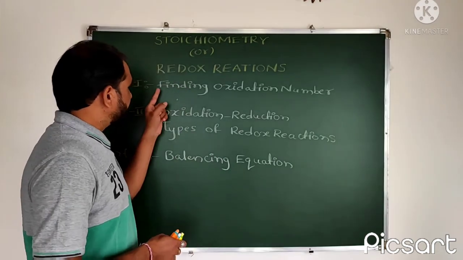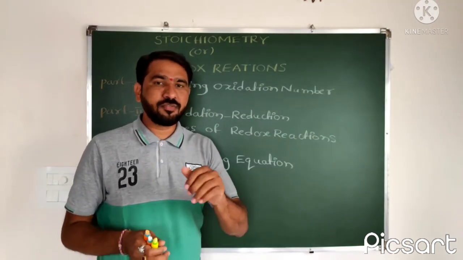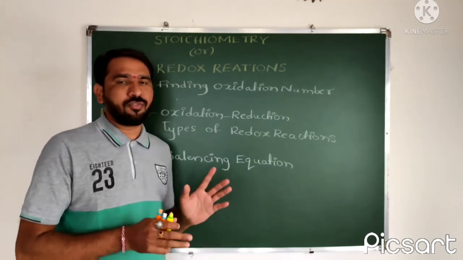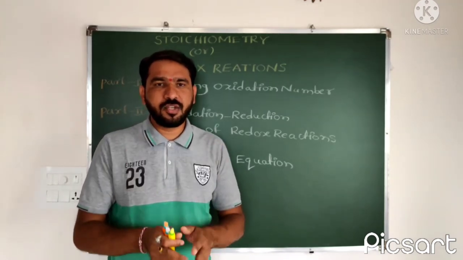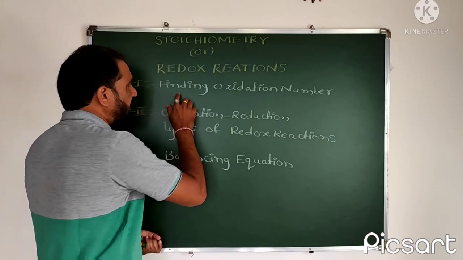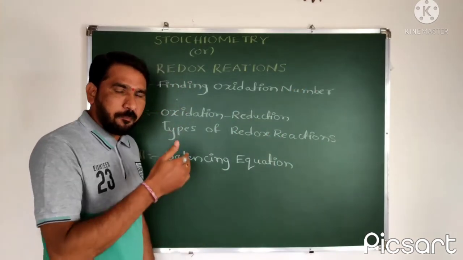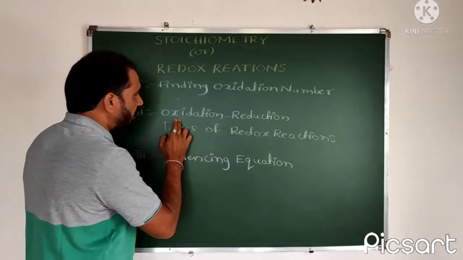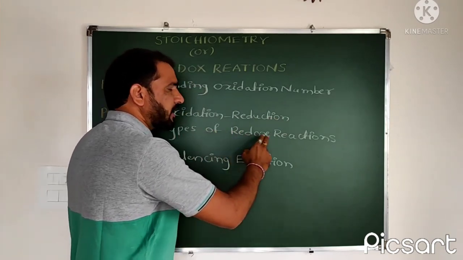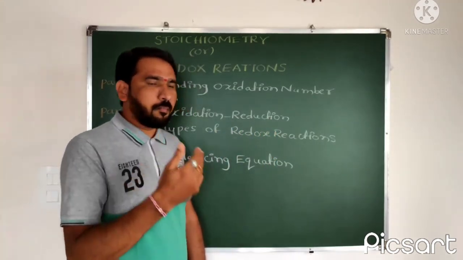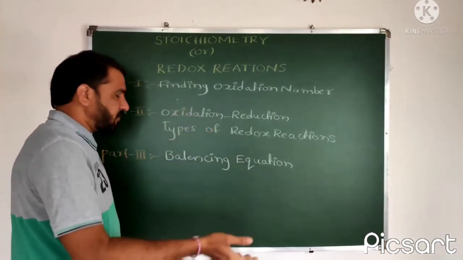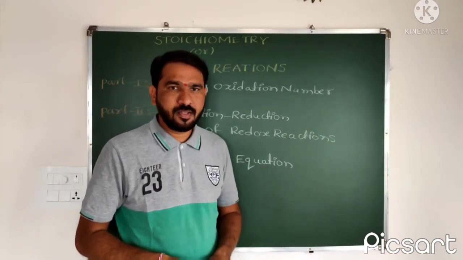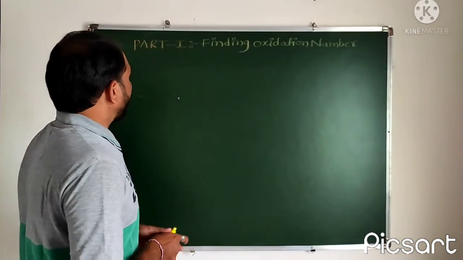But finding oxidation number is also important, because without finding the oxidation number, it is impossible to balance the equation. So in the first video, I would like to discuss finding oxidation number. After completion of that, in the second video, part 2, I would like to discuss oxidation, reduction, and types of redox reactions. After completion of part 2, in the next video, I will discuss part 3, balancing equation. Right? Okay.